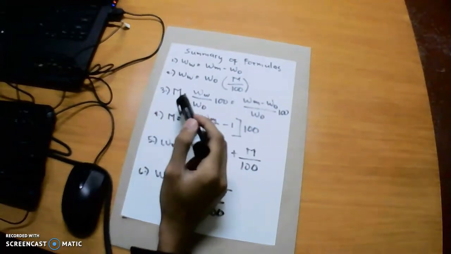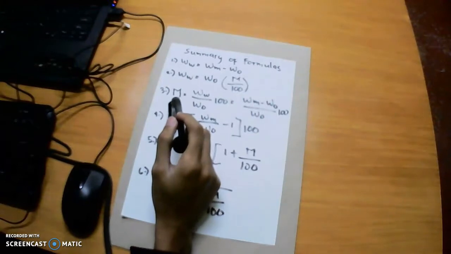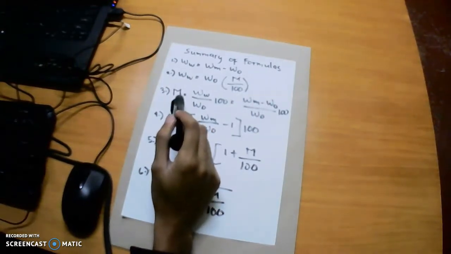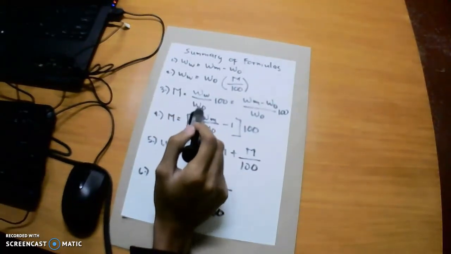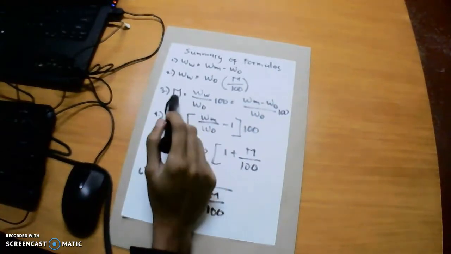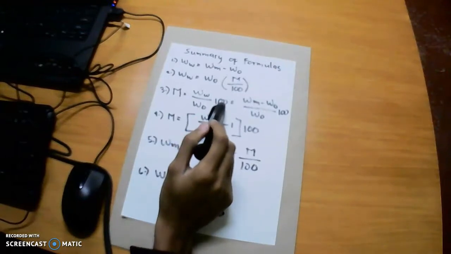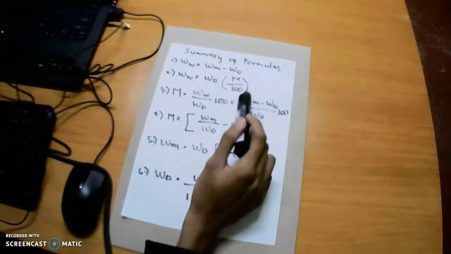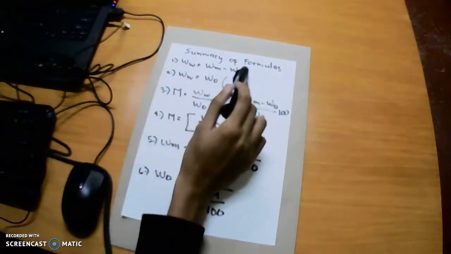Third, this is the formula for M. M is percent moisture content. You can get moisture content M if you are given weight of water and oven dry weight. So M is equal to weight of water over WO times 100. Now, you cannot get weight of water if you don't have this formula, WM minus WO. Remember, going back to formula number 1.